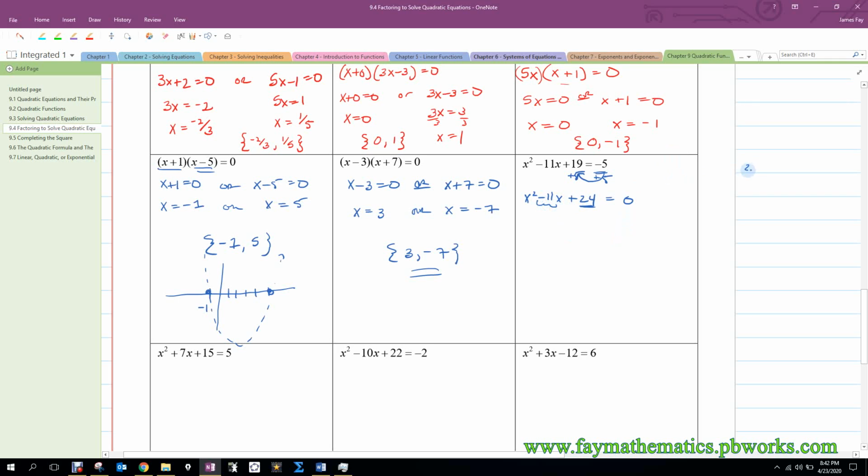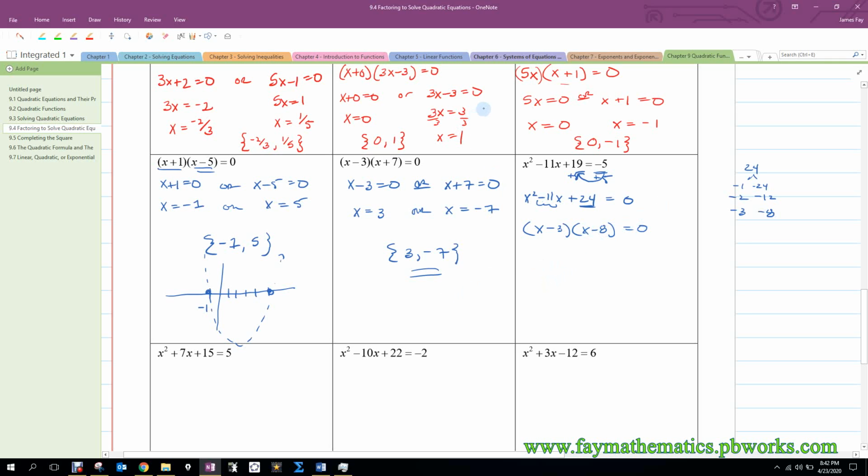So if I'm thinking about those numbers for 24, I go 1 and 24. Now they both need to be negative because they need to add to give me a negative number and multiply together to give me a positive. Those don't give me negative 11. I try negative 2 and negative 12. That doesn't give me negative 11. I go negative 3 and negative 8. Those add to give me negative 11. Those multiply together to give me positive 24. So that's how this factors. x minus 3, x minus 8 equals 0.